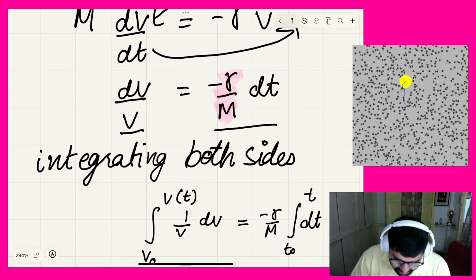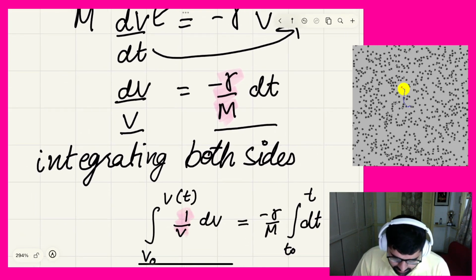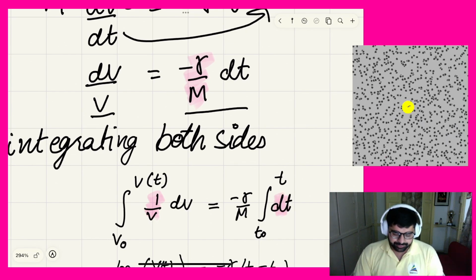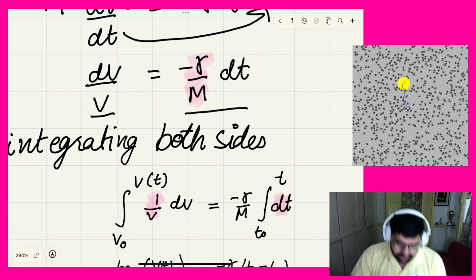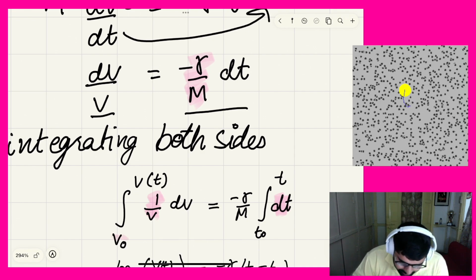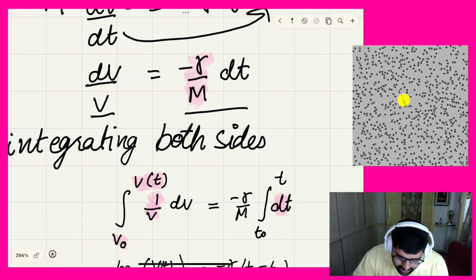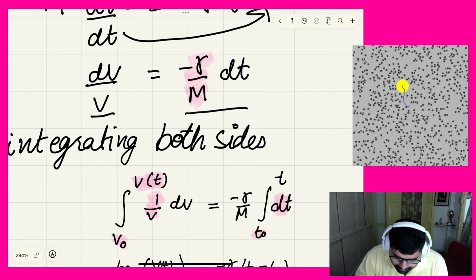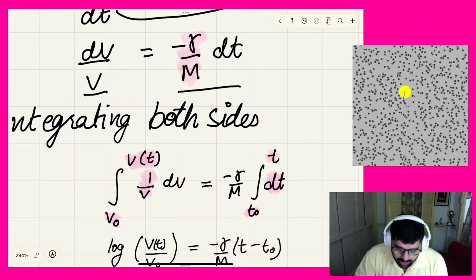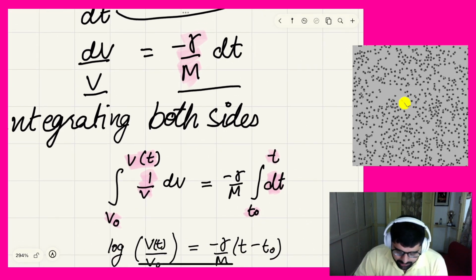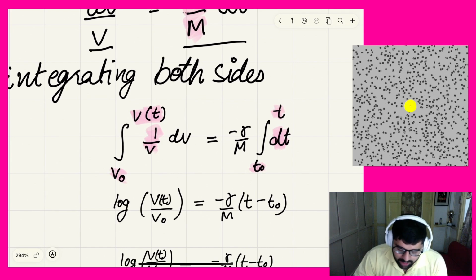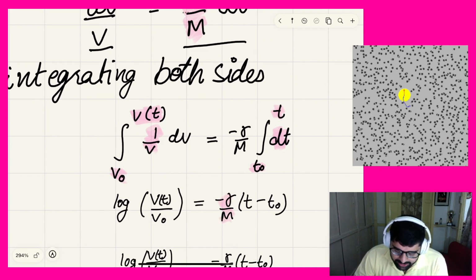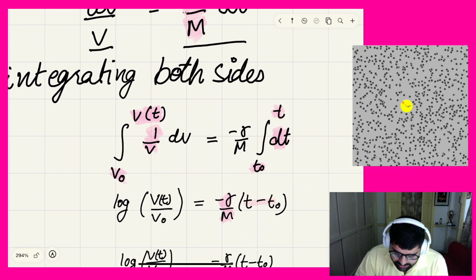We integrate both sides. We have the integral of 1 by v dv and the integral of 1 dt. The limits of this integration are v at time t0, which is v0, to v at time t, and the limits of the other side are t0 to time t. The integral of the function 1 by v is log v, so we get this is equal to minus gamma by m (t minus t0).